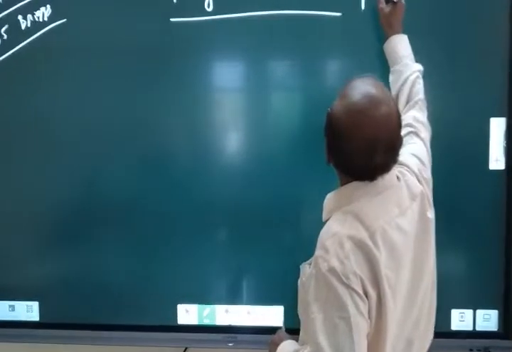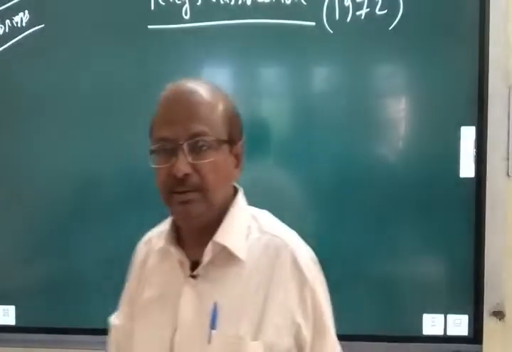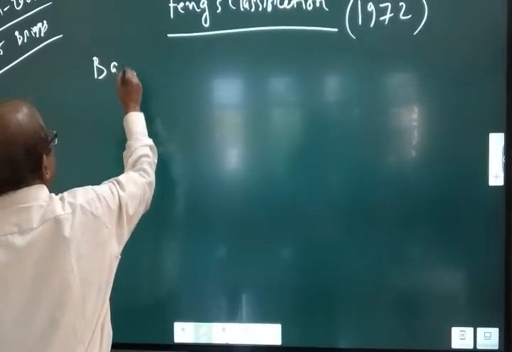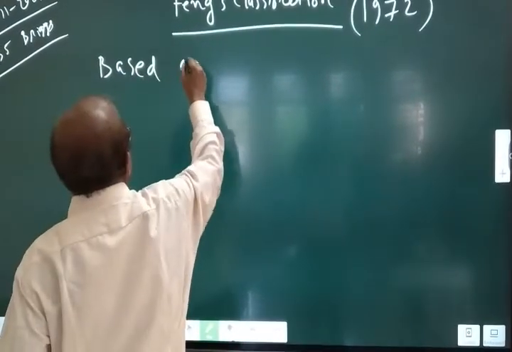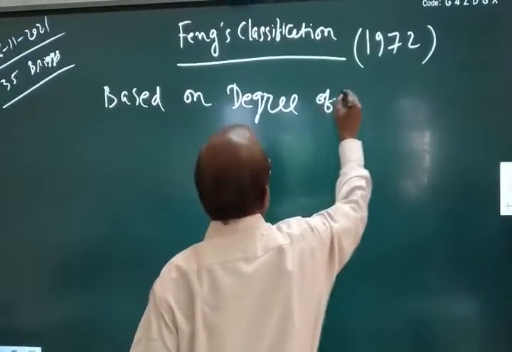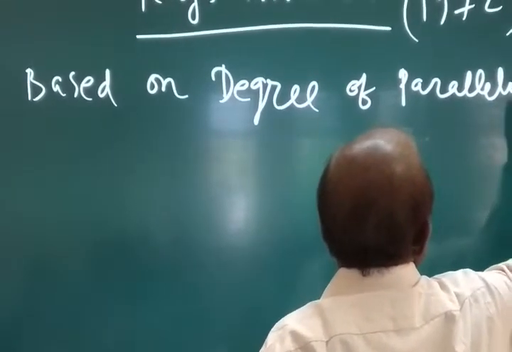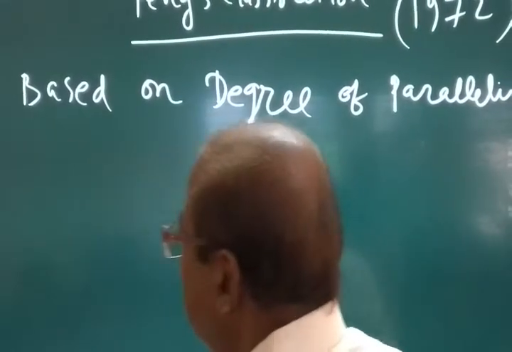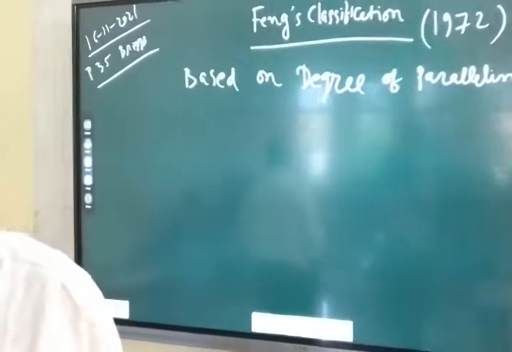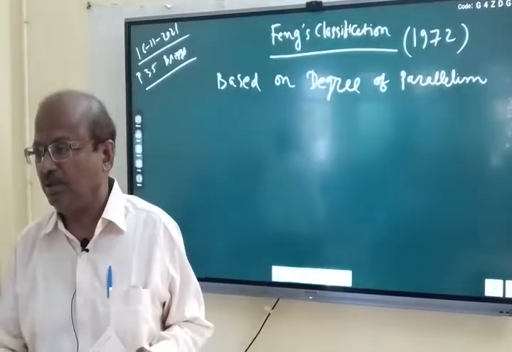This was given by the scientist Fink in the year 1972. All right. So this scheme is based on degree of parallelism. First of all, you should know this is based on degree of parallelism. So degree of parallelism means number of bits that can be processed in unit time. Number of bits that can be processed in unit time is called degree of parallelism.